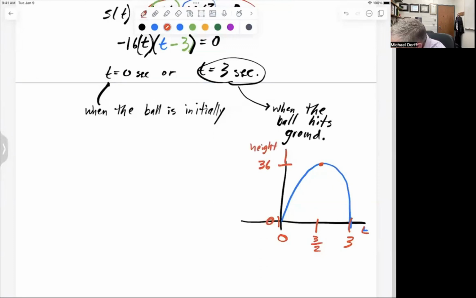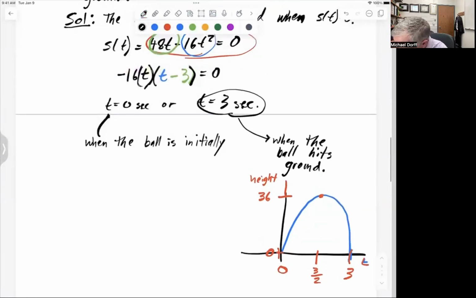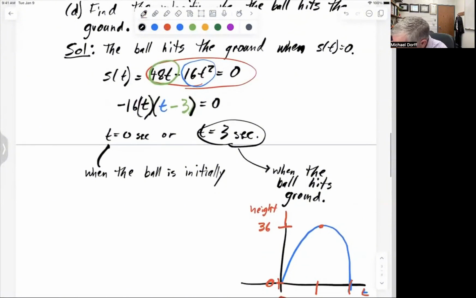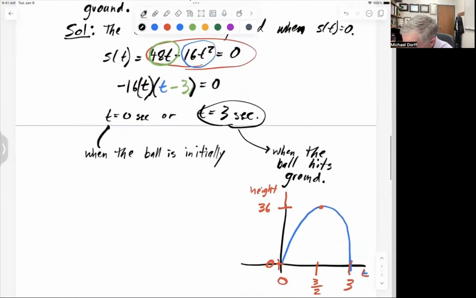And here is the height of 0. So what do I need to do? I'm trying to find, again, the velocity when the ball hits the ground. We determined that it hits the ground at 3 seconds. So now I'm just going to calculate the velocity at 3 seconds.